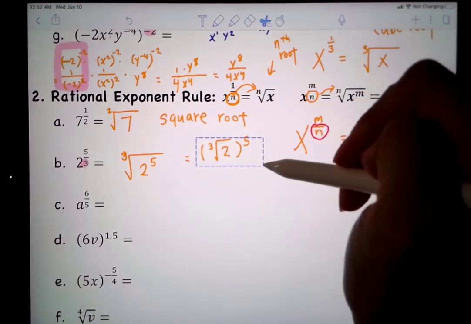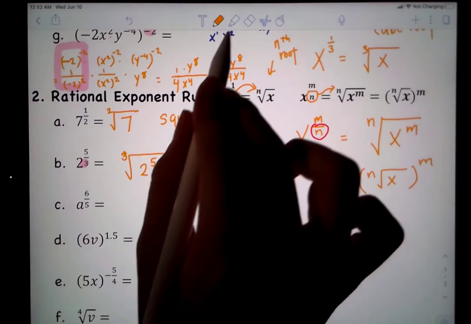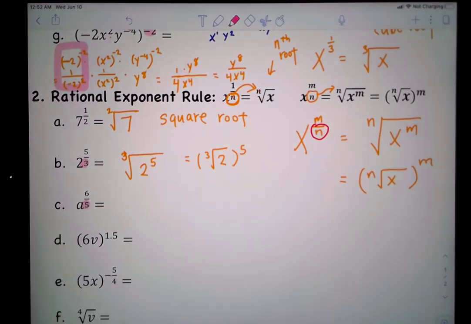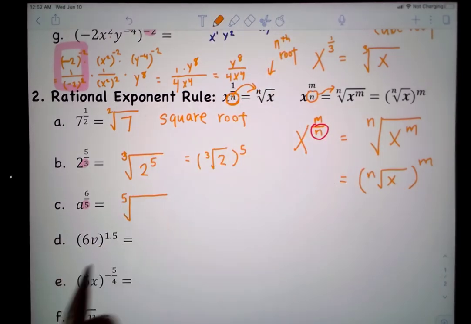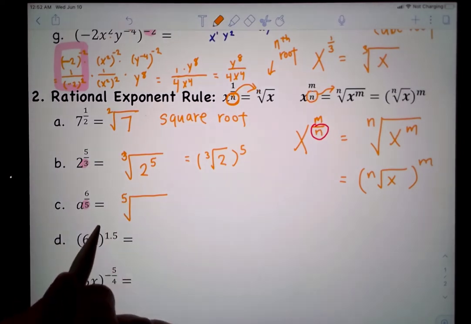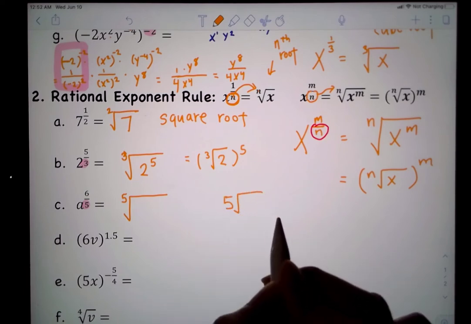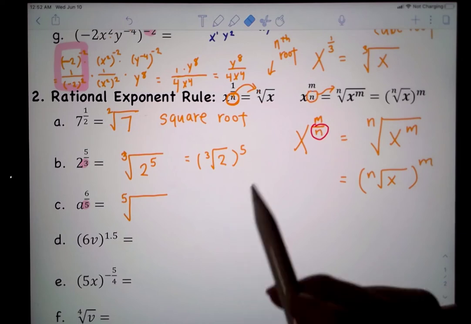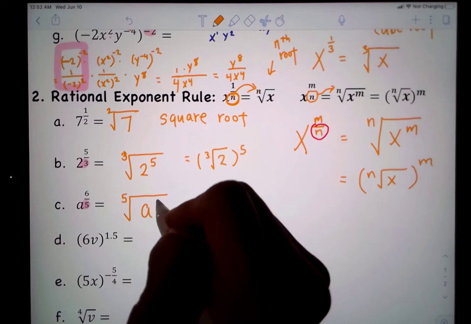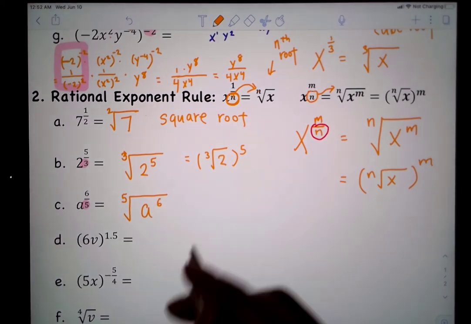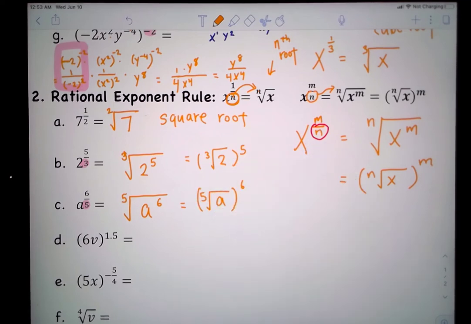Okay. That's the same thing. And C, look at C. What's your denominator? 5, right? So you can put it outside as the index number. That 5 is supposed to be a little tiny number on top of the radical. So don't write it like this. This is not right. Your index number is supposed to be this little tiny number. All right, and a to the 6. If you want, you can also do this, a to the 6th power. That's fine.